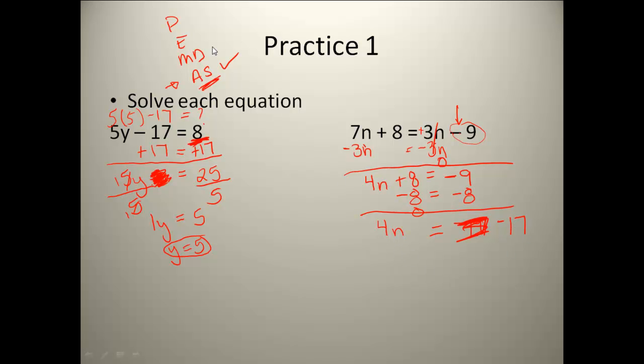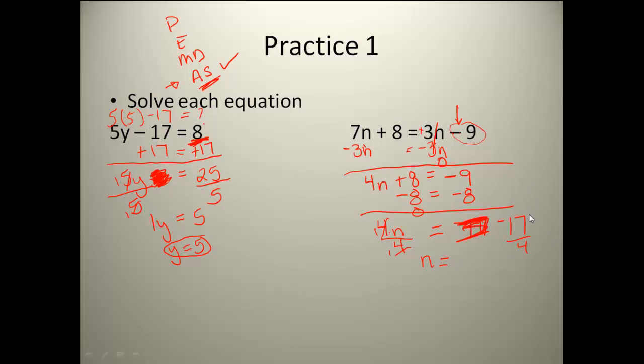Now I need to check, do I have multiplication or division I need to undo? And I have multiplication here. I have 4 times n. Well, in order to get rid of the times, I need to divide. So I divide both sides by 4. Those reduce down to a 1 and a 1, so I'm just left with n is equal to.